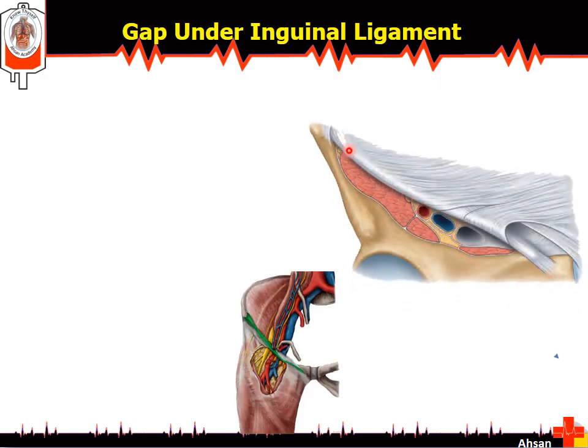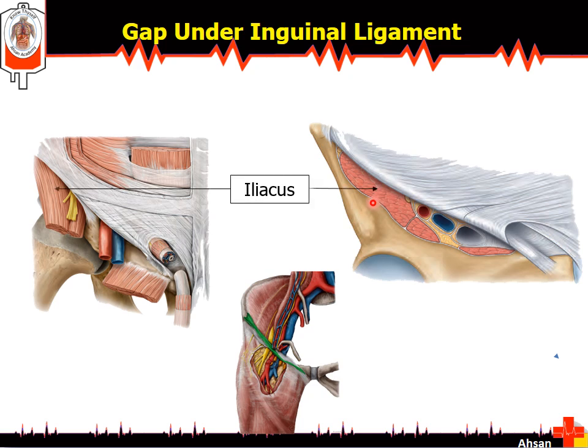This is the inguinal ligament. Already in the previous presentation I have discussed that certain important structures pass under cover, and this gateway allows the structures to enter into the anterior part of the thigh. So these are the structures present here.